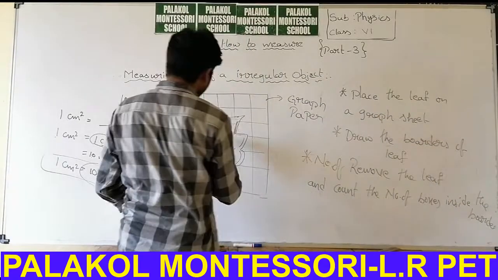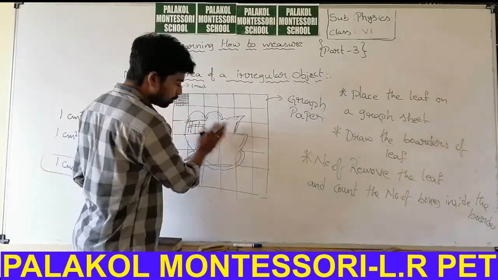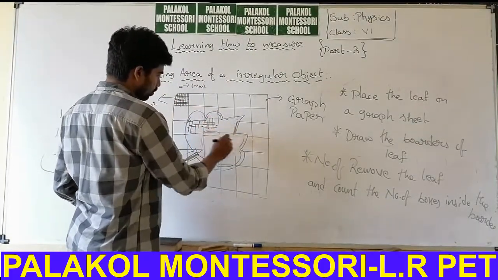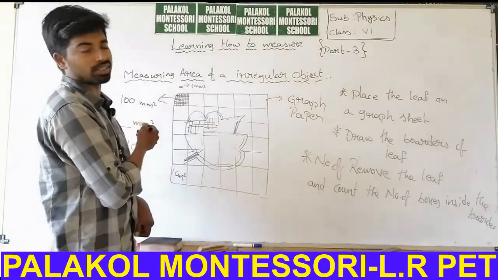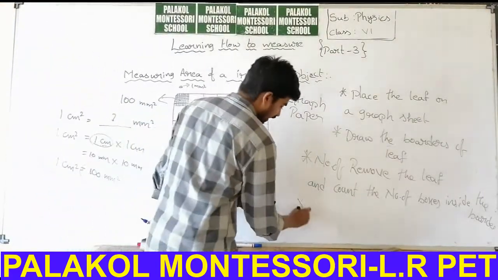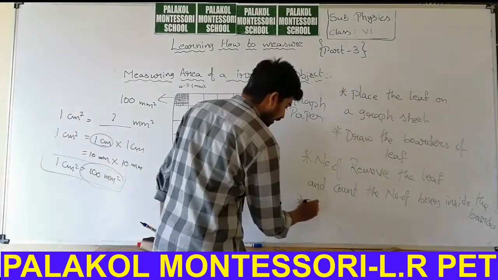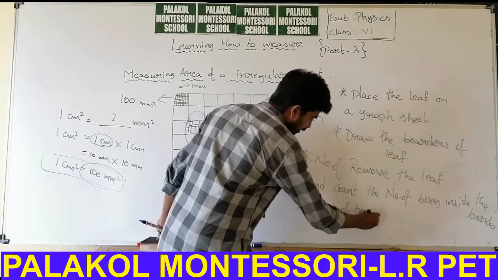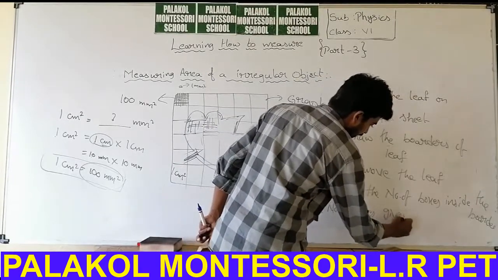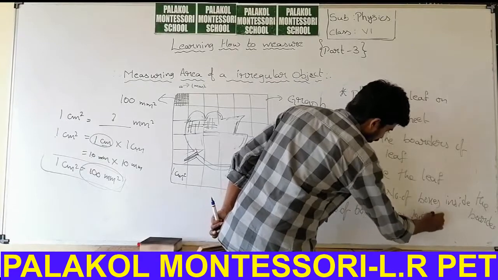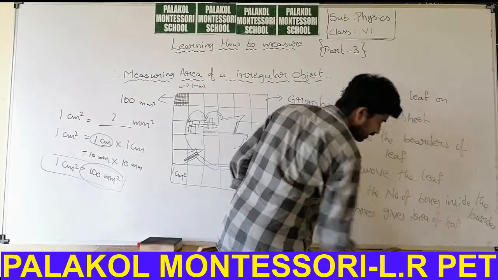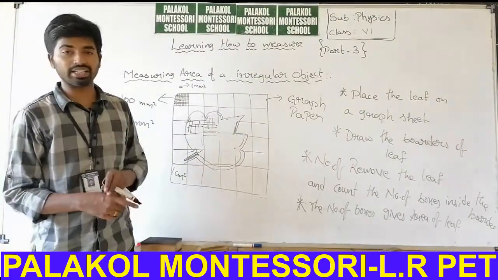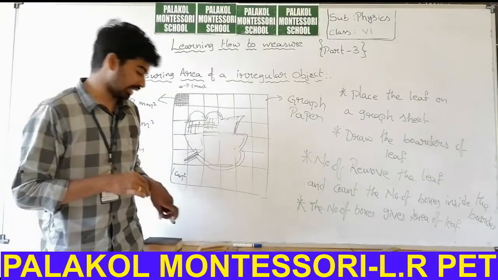So you have drawn a border for the leaf, and after removing the leaf, you need to count how many small boxes there are. So you have to count all the boxes. After counting, the number of boxes gives the area of the leaf. So in this way you can find the area of an irregular object.